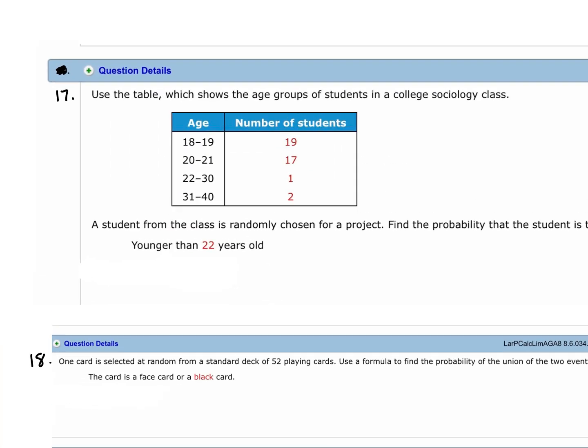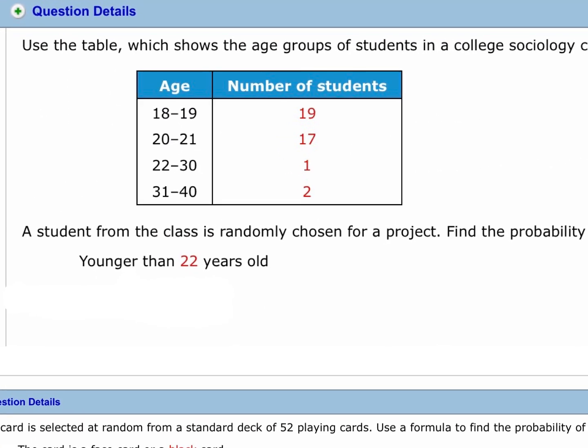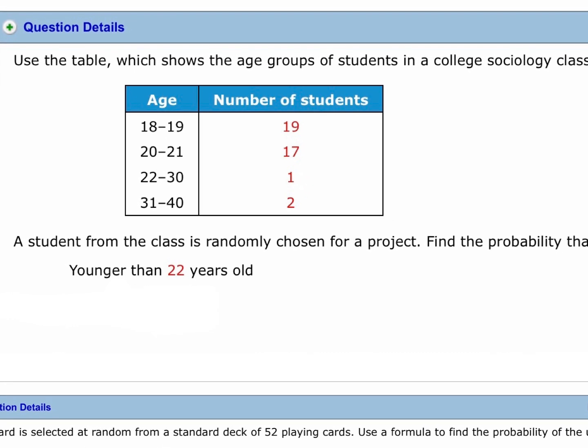What about a question like this? This is a gimme question. Do not mess these questions up. You're given a table, right? You want younger than 22, so less than 22 over the total. How would you figure out what the total is? Add. What's 19 plus 17 plus 1 plus 2? It's 39. Now, how do I figure out how many are less than 22?